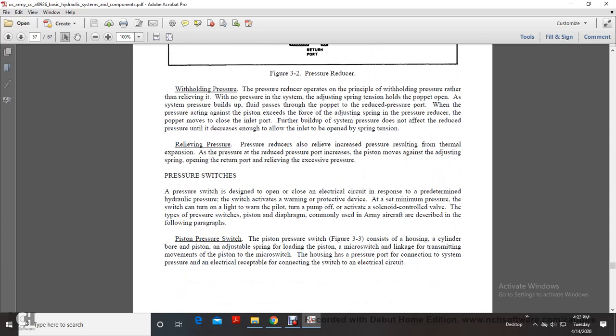Pressure reducers relieve the increased pressure resulting from the thermal expansion of the fluid in the reduced pressure port. As pressure increases, the piston moves against the adjusting spring, opening the return port and relieving the excessive pressure.